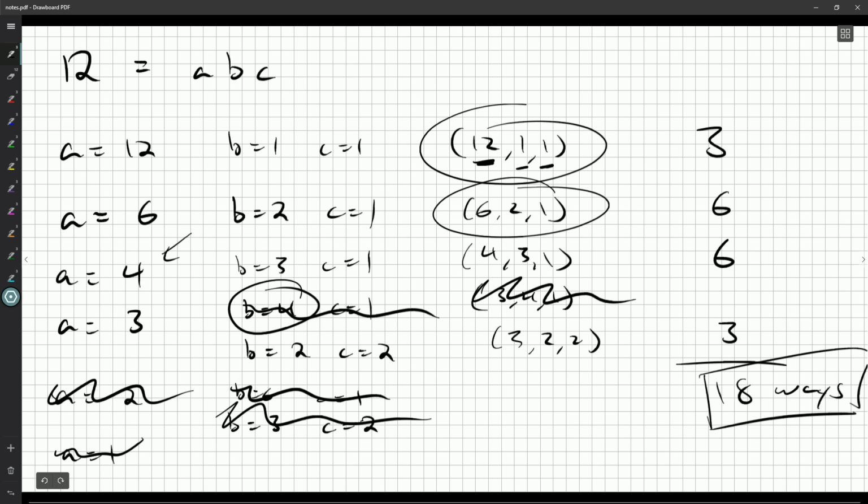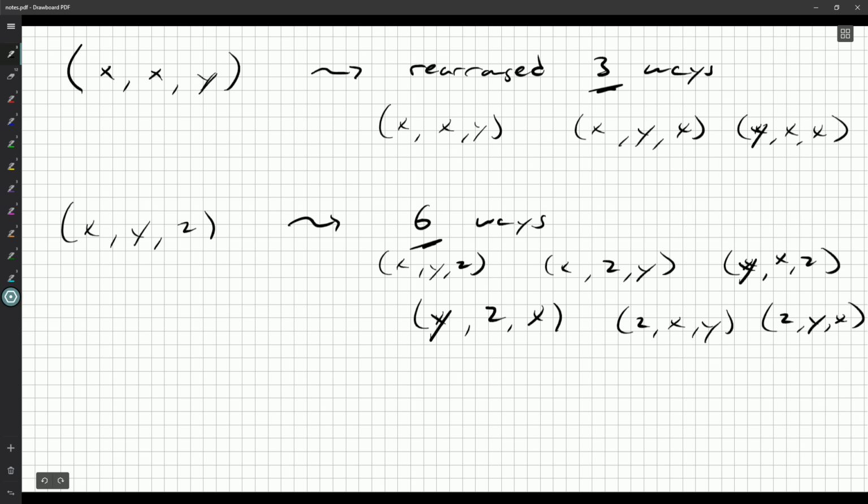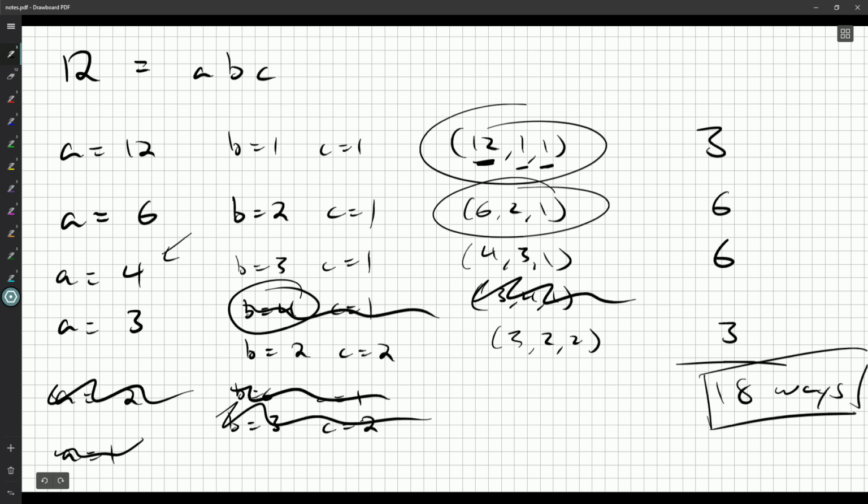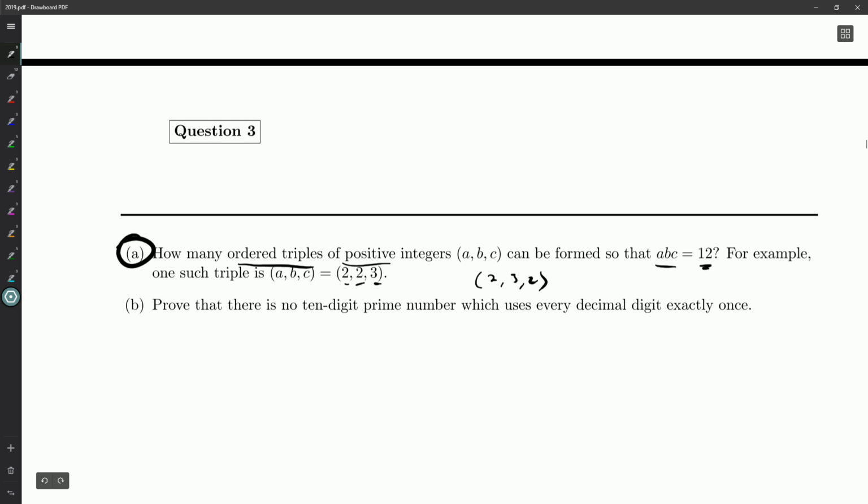If you wanted to, I mean, 18 is not so bad that you could write them all out, but I think it's better to make the observation here and then have a plan and say, let's make it so A is greater than or equal to B, greater than or equal to C, and be very methodical in what you're doing. Okay? I think that'd be a perfect way to get full marks there.